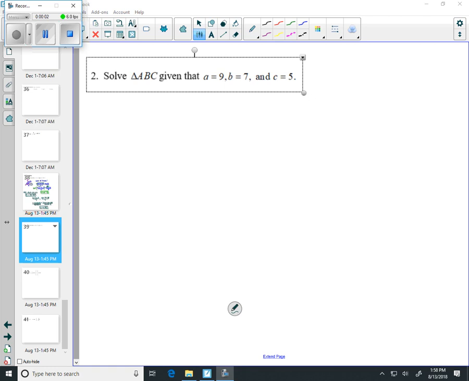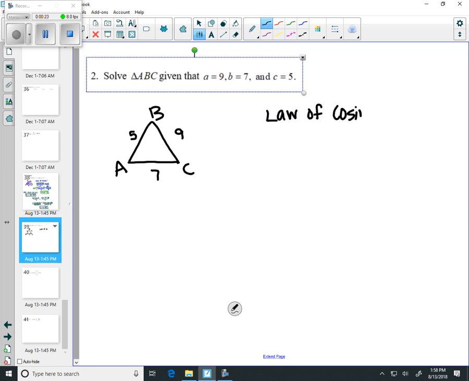Okay, another triangle problem. Here we're given all three sides. So we know little a, little b, and little c. And so that means we have to use law of cosines, unless you recognize a Pythagorean triple, of course, but this is not a Pythagorean triple.